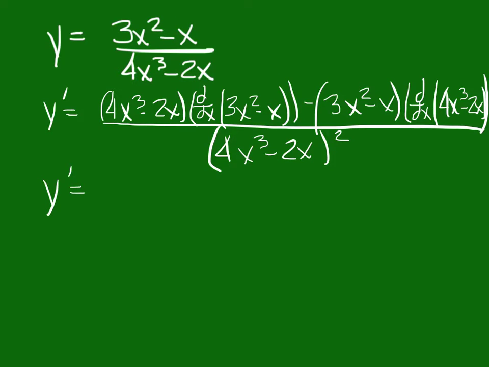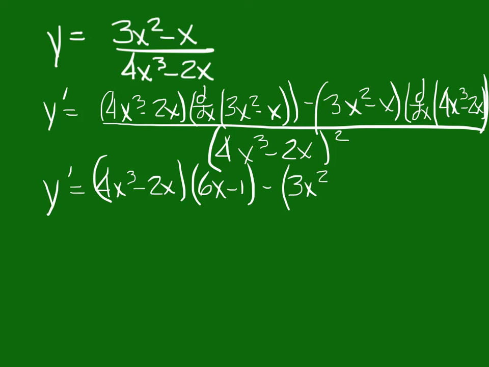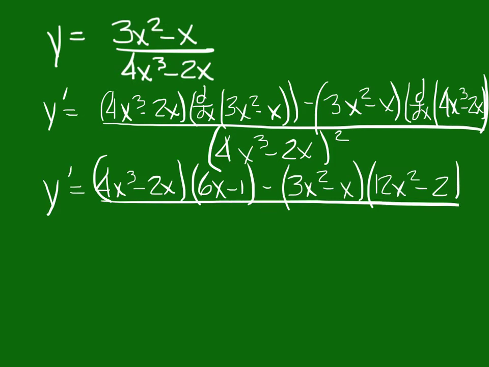And we'll just leave it like that for now. So up here at the top, you're going to leave your 4x to the third minus 2x the way it is, but you need the derivative of the next quantity, and that would be 6x minus 1. Now 3x to the second minus x stays the same, but the derivative of the next quantity is 12x to the second minus 2. The bottom we'll leave alone.